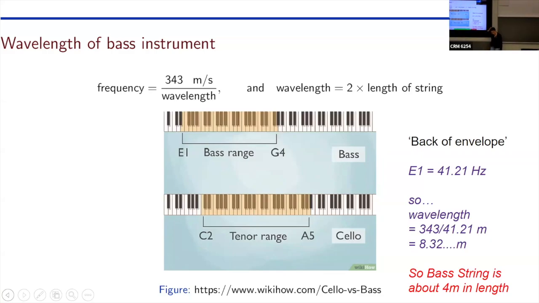So let's do this calculation using that triangle shape, right? The wavelength is the speed, 343, divided by 41. I get a wavelength of about 8.3 meters, which tells me that the length of the bass string is about 4 meters.